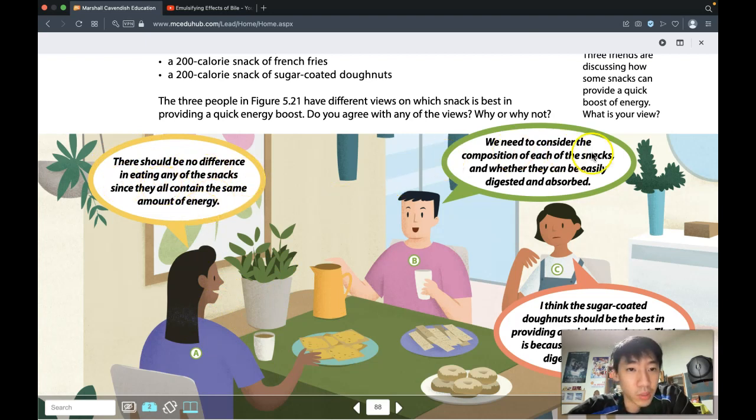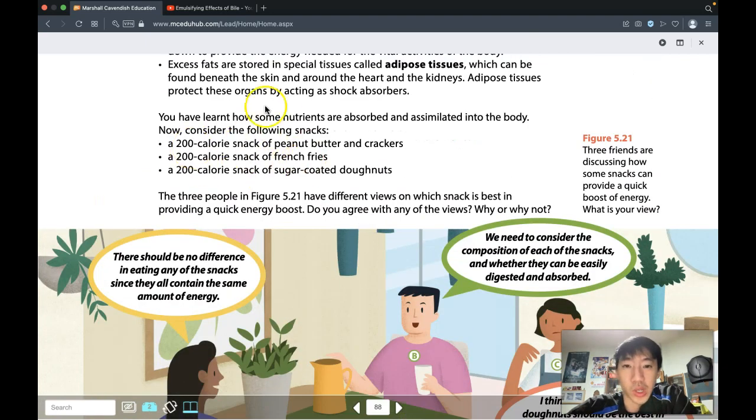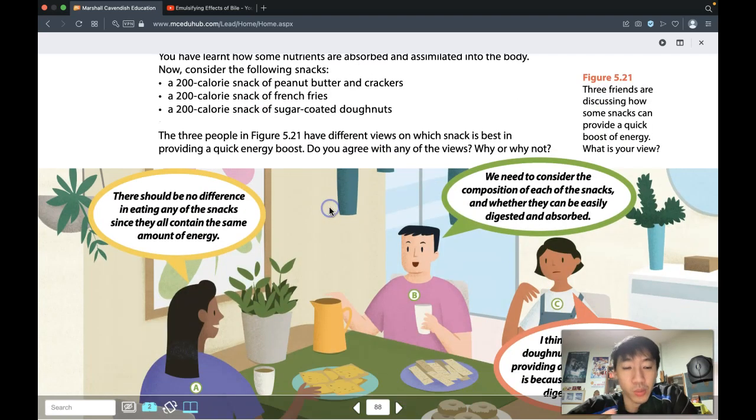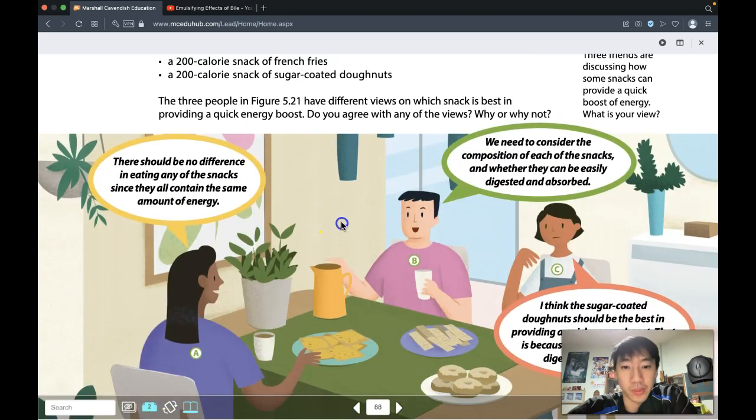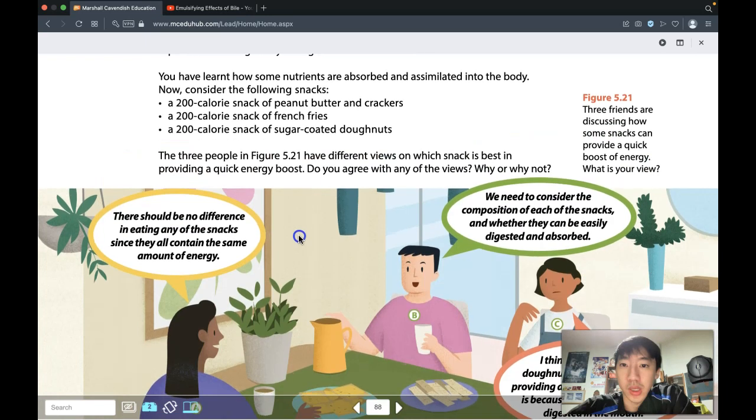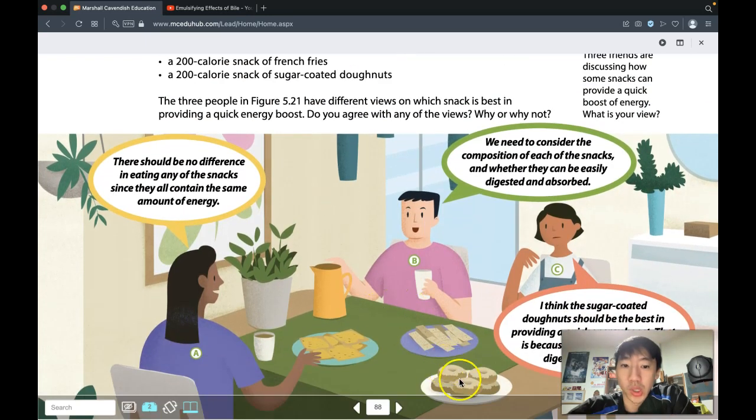We need to consider the composition of the snacks, whether they can be easily digested and absorbed. I think the sugar-coated donuts will be the best because of the sugar. Sure. So which do you think is the easiest to digest and assimilate? That means which can give you the energy quickly. The answer is the sugar donuts.